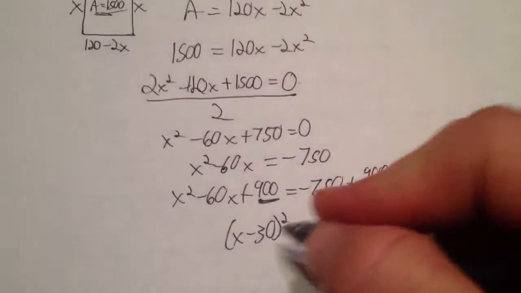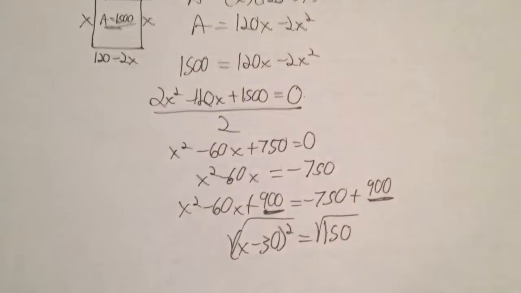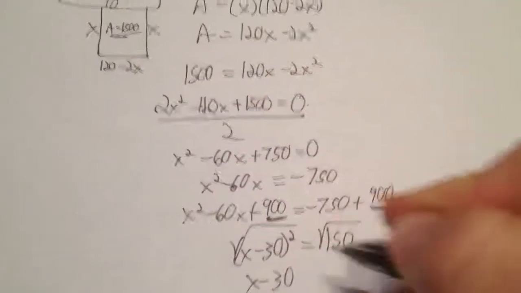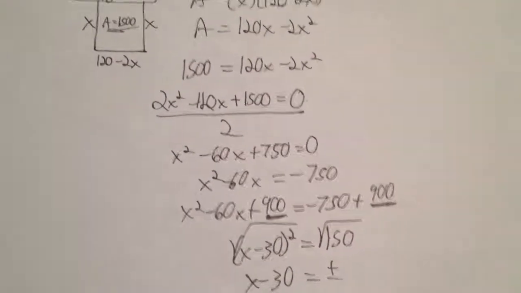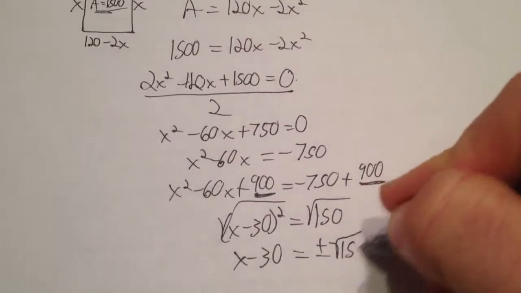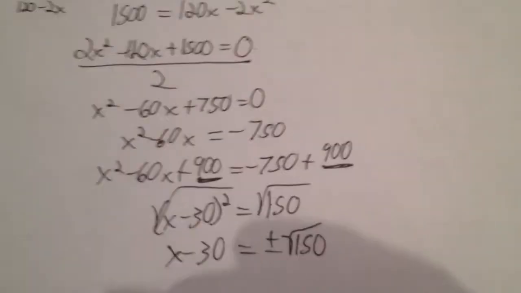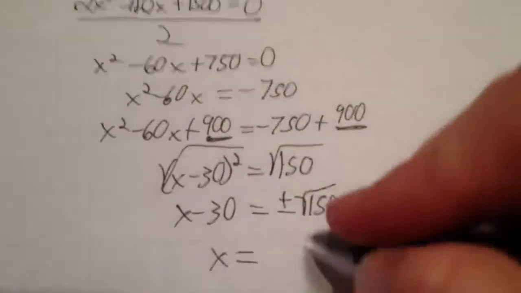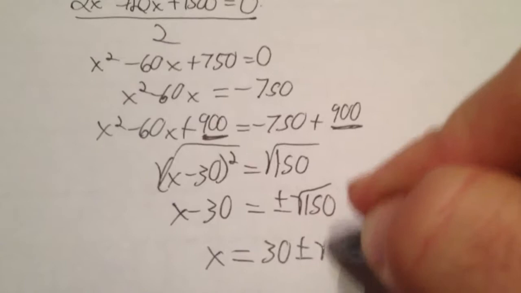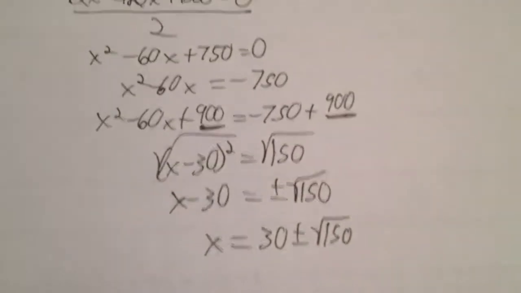So then you take the square root on both sides. You get x minus 30 equals plus or minus the square root of 150. You don't want to try to simplify this radical, because remember, we are talking about a distance for this school, so you don't want to simplify that. You just want to add the 30 over to the other side and do 30 plus or minus the square root of 150. So you're going to have two answers here.